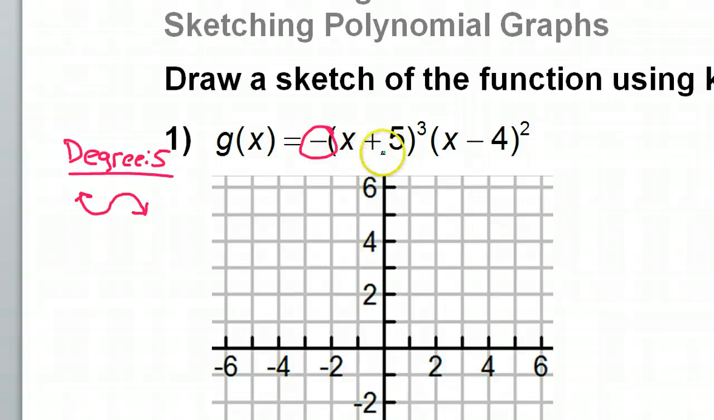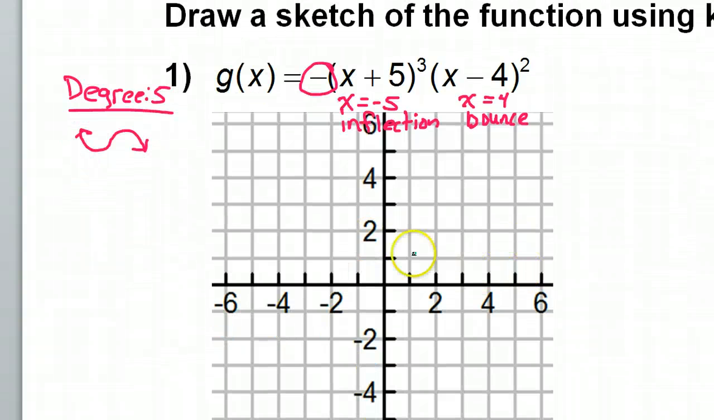Now the zeros, because we have a factor of x plus 5, we have a 0 at x equals negative 5. And here we're going to have a 0 at x equals 4. Now this one is going to be a bounce. Okay, so I'm going to have a bounce going on here. And this one is going to be that inflection that we talked about. Alright, so start from up high, and at negative 5 I need an inflection, and then at positive 4 I need a bounce. So let's see how we do.